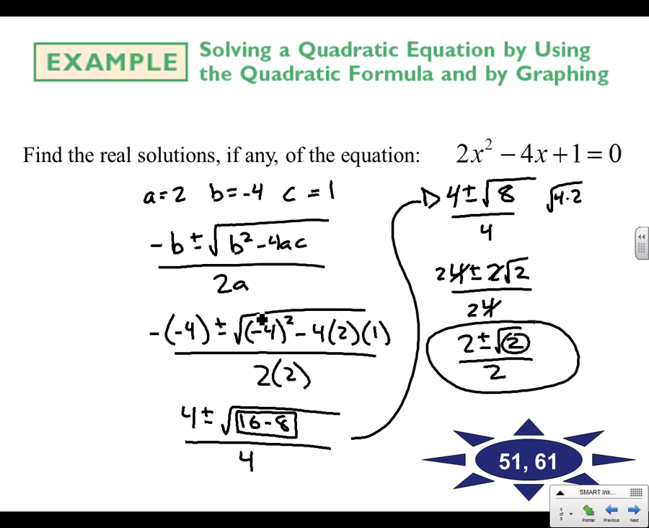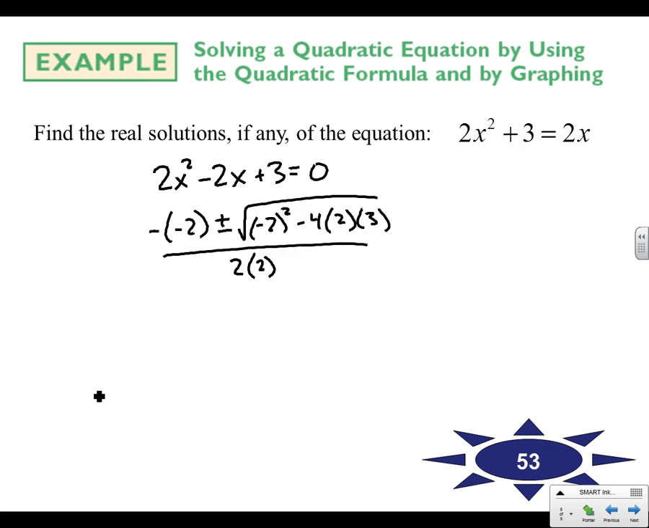Sorry, I was just checking to make sure I did 2a on the last one. Just had that sinking feeling in my stomach that I did it wrong, but looks okay. Check me, make sure I didn't make any mistakes there. All right, so let's clean this up.